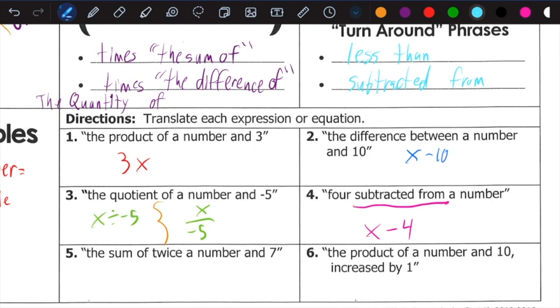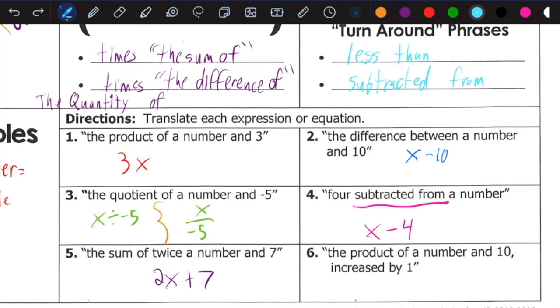Number 5, the sum of twice a number and 7. So we're adding twice a number and 7. So twice a number is 2x, and we are adding that with 7. So notice when you see the word and following sum or difference or product or quotient, that and is telling us where the sign goes. So we know it's plus because it's sum, and we know where it goes because of the word and. So we put twice a number, 2x, adding with the 7.